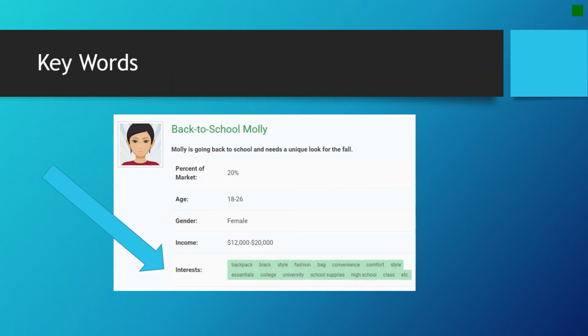So as our back to school Molly shows, we have some interests. Now these interests are just what she's interested in. They're not hashtags. Can you move them to hashtags? You certainly can. But will the hashtag speak to her directly, or do you have to be more creative? Those are things you're going to learn as you move through the different rounds of this simulation.